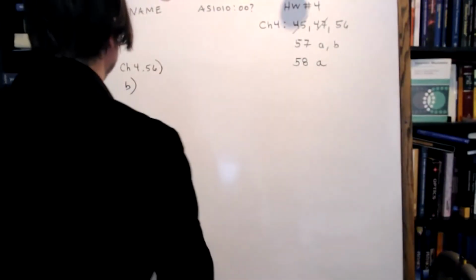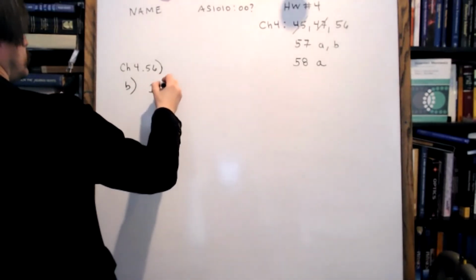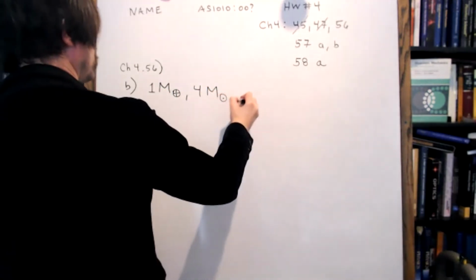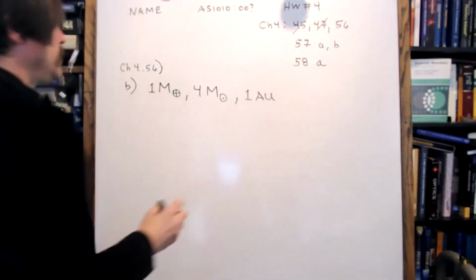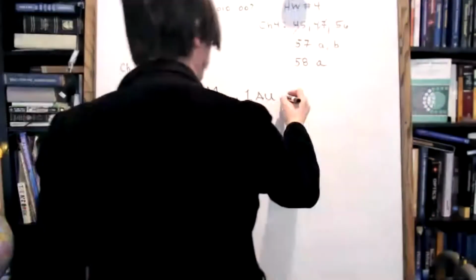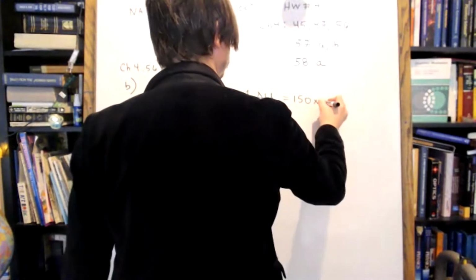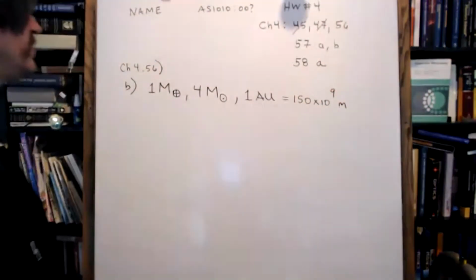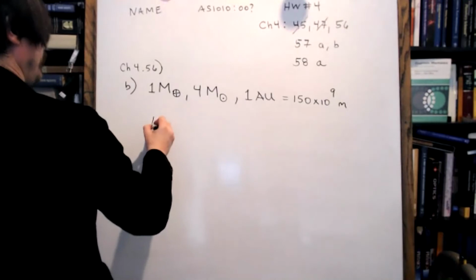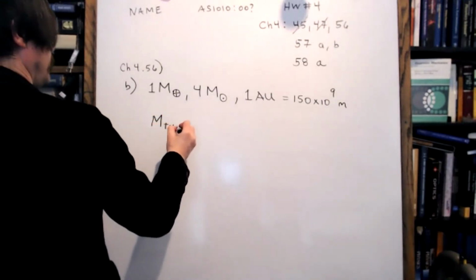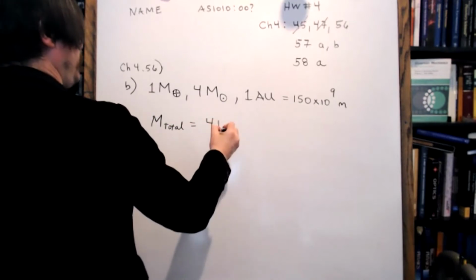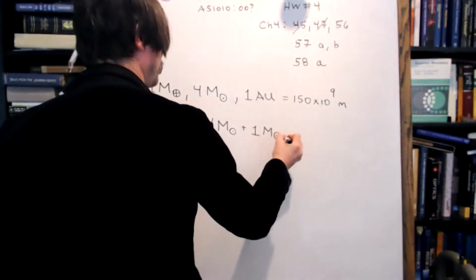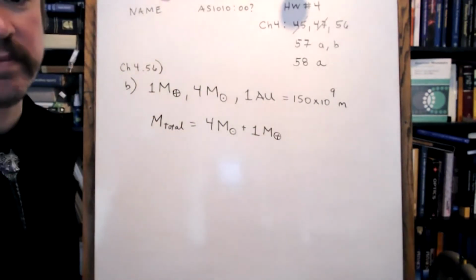A planet with Earth's mass orbiting at a distance of 1 AU from a star with 4 times the sun's mass. Let's speed things up a bit. Ian already helped us convert 1 AU to meters. Sorry, it's 150 billion meters. Let's focus instead on the total mass of the system. The total mass will be 4 times the mass of the sun plus 1 times the mass of Earth. How do you guys feel about that?